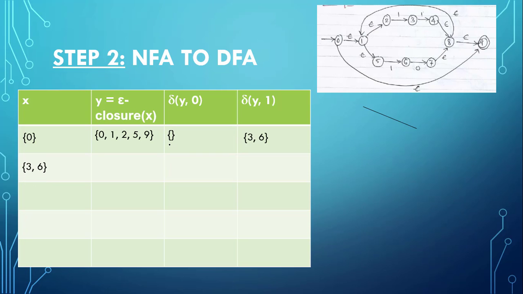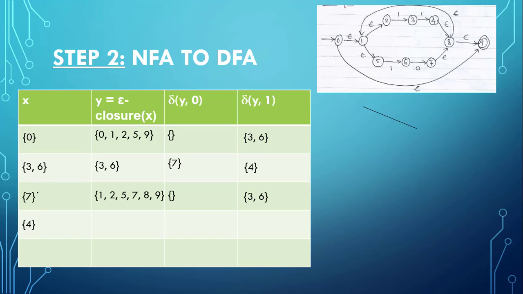The epsilon closure for {3, 6} will have 3 and 6 itself. The transitions from 3 and 6 over 0 give one transition, that is 7, from 6, and for 1 we will have 4. Now we will take the next x value as 7. So here we will have the epsilon closure of 7 as 1, 2, 5, 7, 8 and 9. The transition over 0 is empty again and the transition over 1 is {3, 6}. The next distinct value for x will be 4.